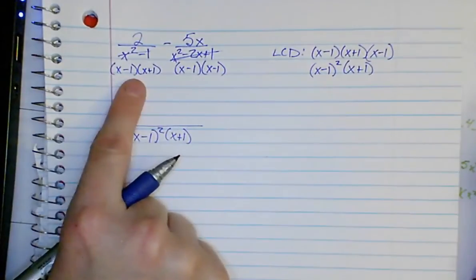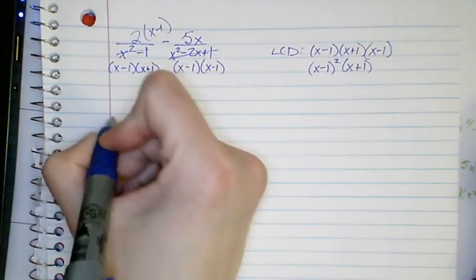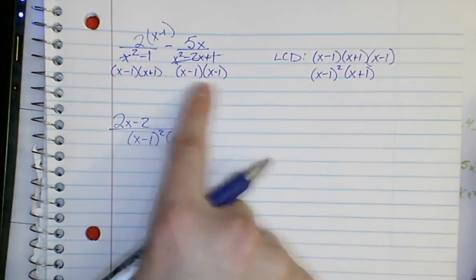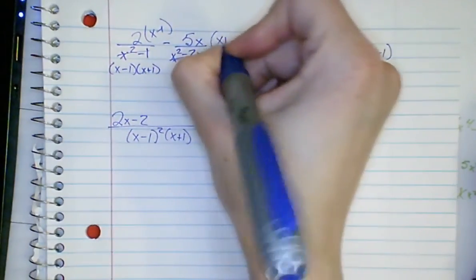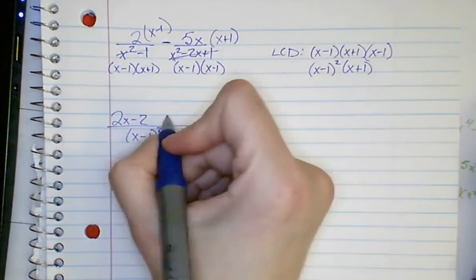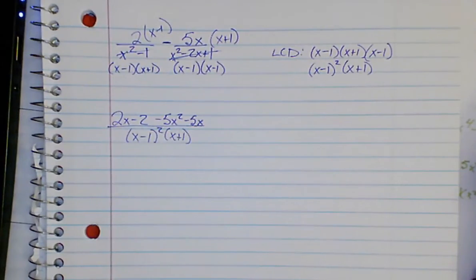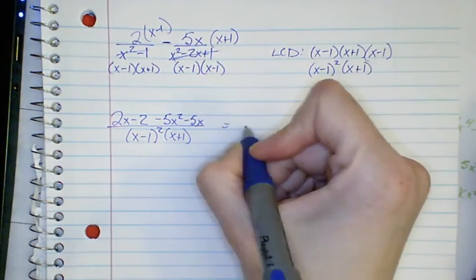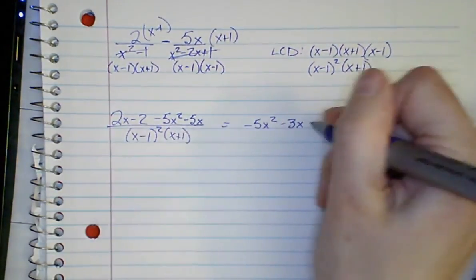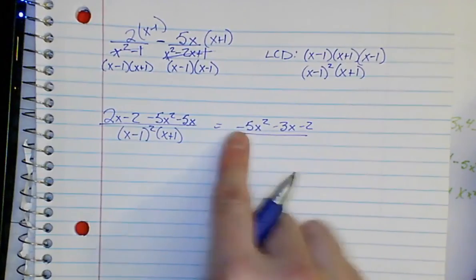So with the first one, you can see that we are missing the x minus 1. So I'm going to go ahead and distribute that 2 through. And then we have a negative 5x, and as you can see, we are missing the x plus 1. So include the negative, so negative 5x squared minus 5x. Always include the sign in front of your term. Otherwise, you are changing the problem.